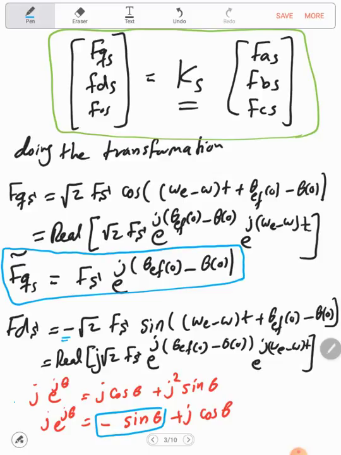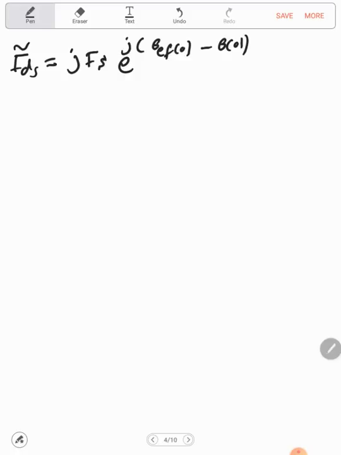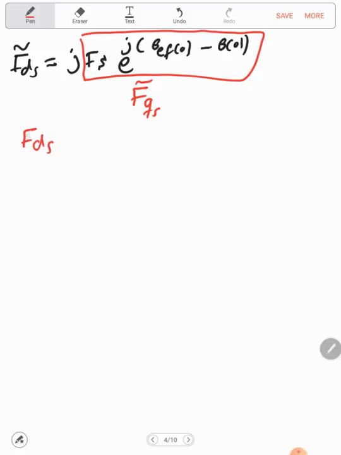So if we compare the form of the Fds as a phasor, which I will write here, Fds as a phasor will equal j Fs exponential of j theta EF of 0 minus theta of 0. Now this actually is the phasor representation for Fqs. So simply from here we can say that Fds as a phasor is equal to j Fqs as a phasor.